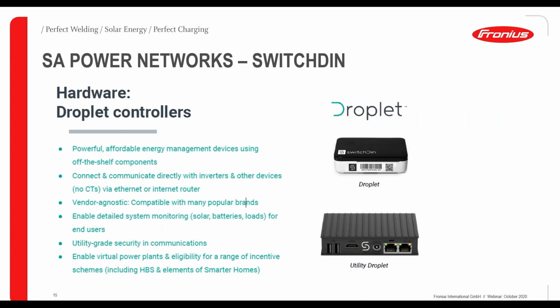So the hardware is a droplet. A little bit about the droplet: it's an energy management device that you can use for other energy management within the house, such as controlled loads. It doesn't need the CTs, as I said. One of the things people are using it for in South Australia is virtual power plants. The home battery scheme uses it with Fronius batteries and Fronius systems. It comes in two forms: the top one is the household one, and the bottom one is the utility droplet.